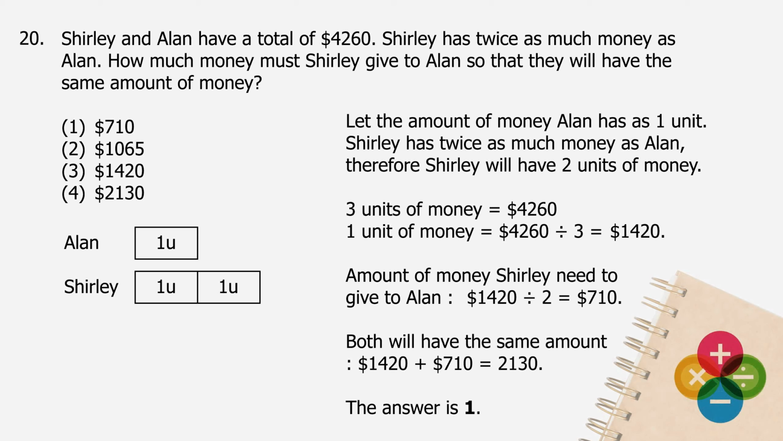Let the amount of money Alan has be 1 unit. Shirley has twice as much money as Alan. Therefore Shirley will have 2 units of money. 3 units of money is equal to $4,260. 1 unit of money will be: divide $4,260 by 3, and the quotient is $1,420. The amount of money Shirley needs to give to Alan will be: divide $1,420 by 2, and the quotient is $710. Each of them will have $2,130. The answer is 1.